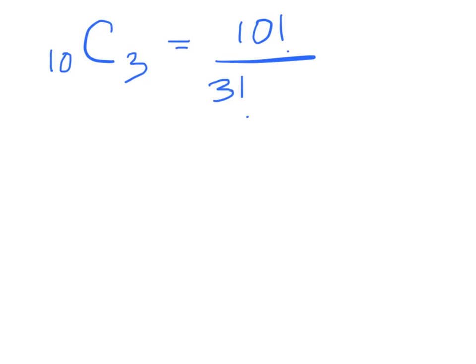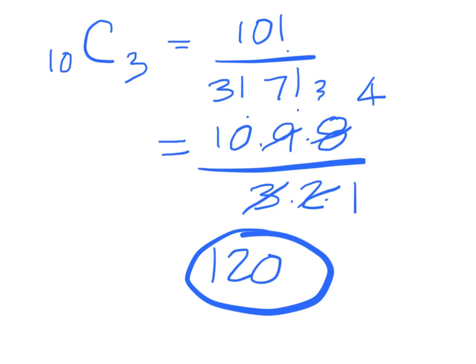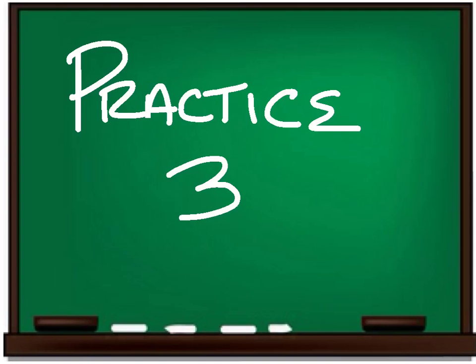So in order to do this, it's a combination problem. You have 10 toppings and you're choosing 3 at a time. So you would do 10 factorial over 3 factorial times 10 minus 3, which is 7. Then simplify that out. You would have 10, 9, 8 on the top and then 3, 2, 1 on the bottom. That could cancel for a 3 and get a 4. Should be 120. You could make 120 different pizzas with 10 toppings, choosing 3 at a time. Try this one, bring it up.